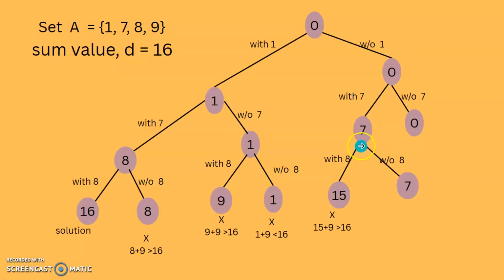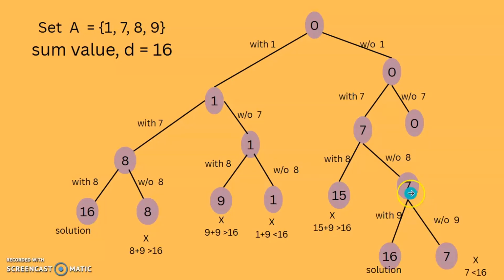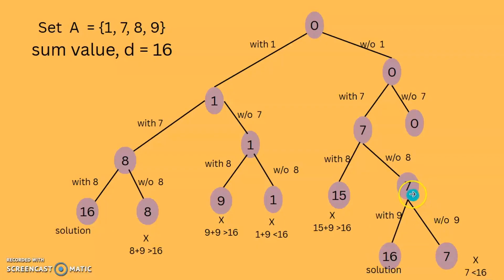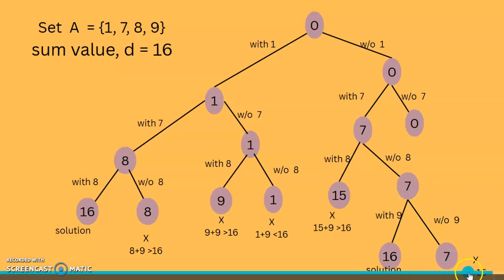So go back one step, and the path which is yet to be explored is this right subtree. The sum available here is 7. We have already considered first element, second element, third element. So what is the next element to be considered? Fourth element in this path. So what is the fourth element? 9. So when we consider 9 in this path, the sum value available here is 7. So with 9 means 7 plus 9, 16. So this is the solution, the sum value which you want to get. In the right subtree, without 9 means the same sum value will be carried out here, 7, which is less than 16. So this node leads to a dead node.